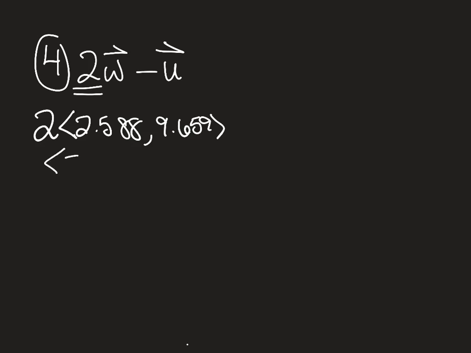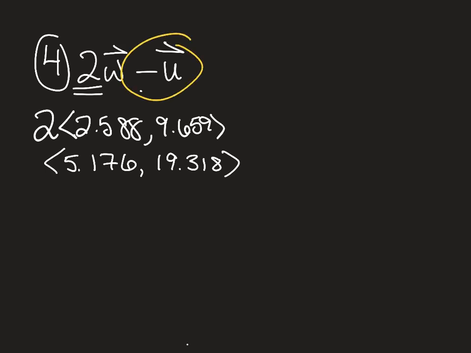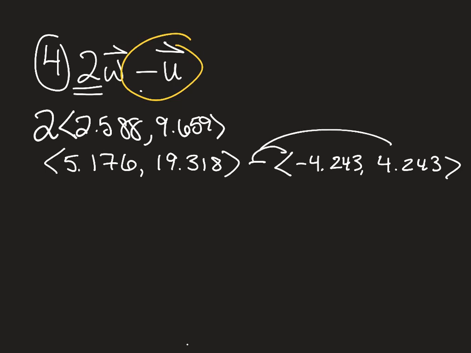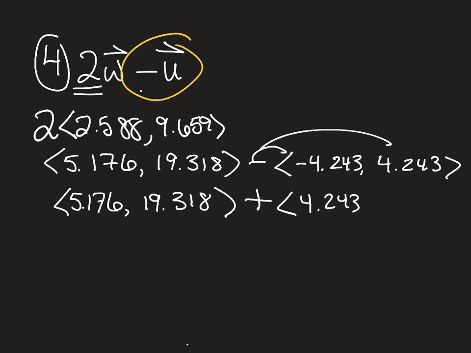So I use the calculator, I get 5.176, comma 19.318. And then this, grab a different color. This u is being subtracted, so I'm going to have to distribute a negative sign into it. So it's going to be minus u, which was negative 4.243, comma 4.243. And so this negative is going to get distributed in. So what I'm really going to end up adding is my 5.176, comma 19.318 plus a positive 4.243, comma negative 4.243.